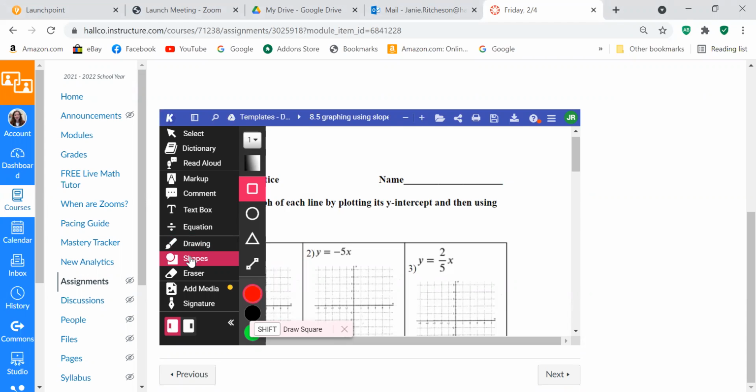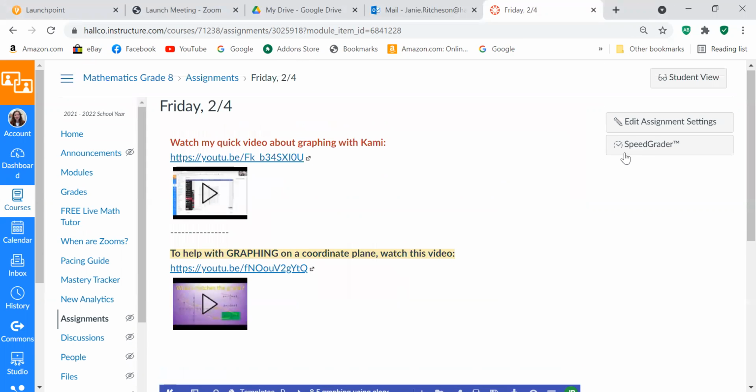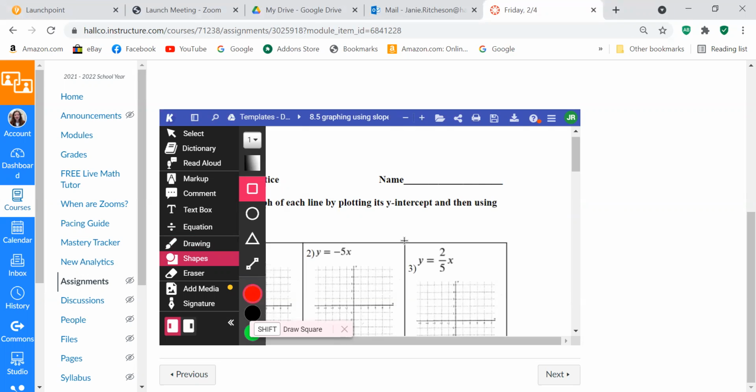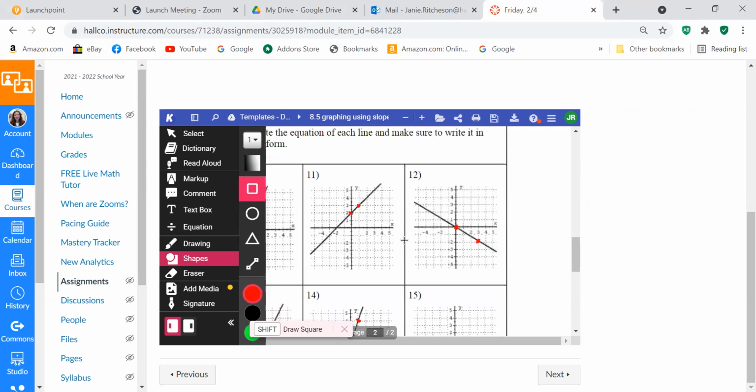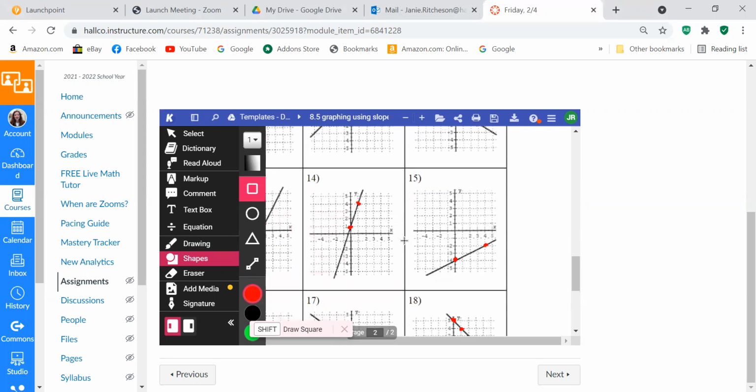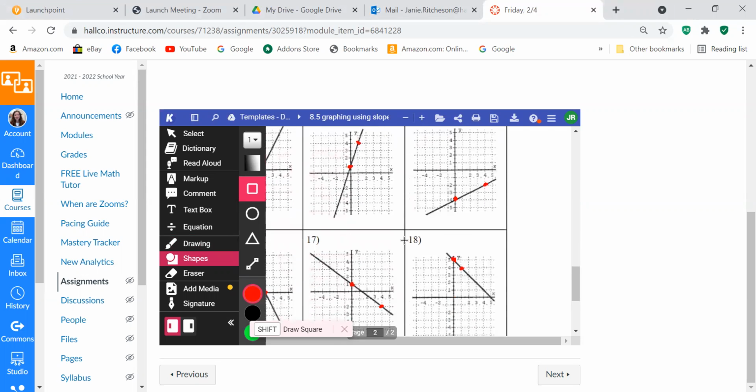I can't draw on this document because it will change yours, but make sure you go to shapes and pick that line tool. In fact, watch my video where I show you how to make your points and how to draw those lines. I did alter this assignment by giving you points on sections 10 through 18, so it'll be easier for you to find your slope.